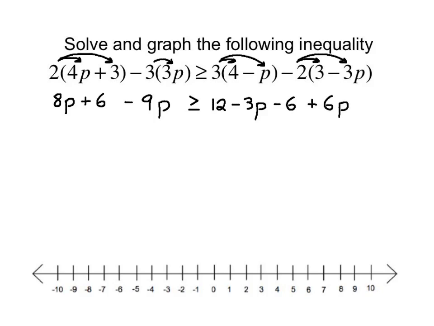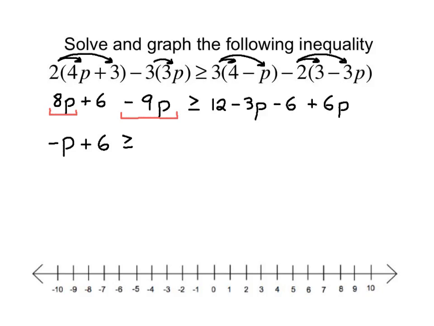So now on each side I have a couple like terms that we can combine. If we zoom in here, I have 8p and then a negative 9p. Notice that these are both on the same side of the inequality, so we are simply combining those. That's going to combine into 8p minus 9p, a negative p, and then the plus 6. We still have our inequality sign. Notice I haven't really done anything to both sides of the inequality yet. I'm just distributing and then combining like terms.